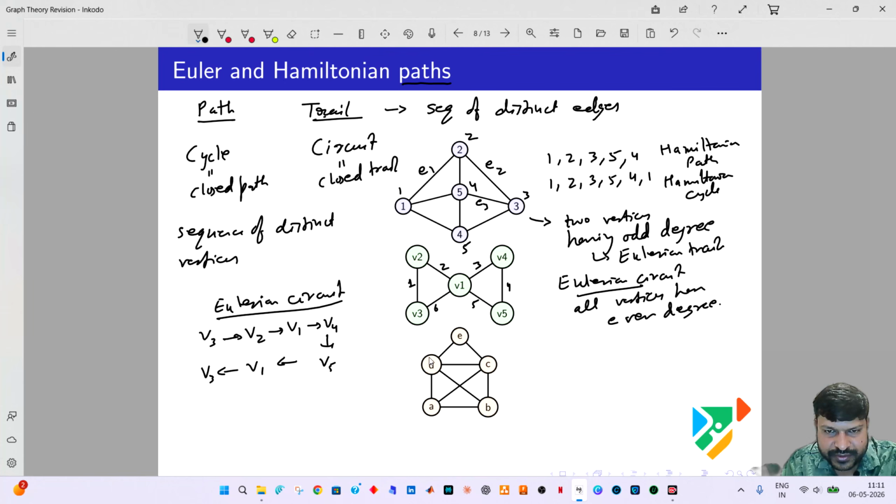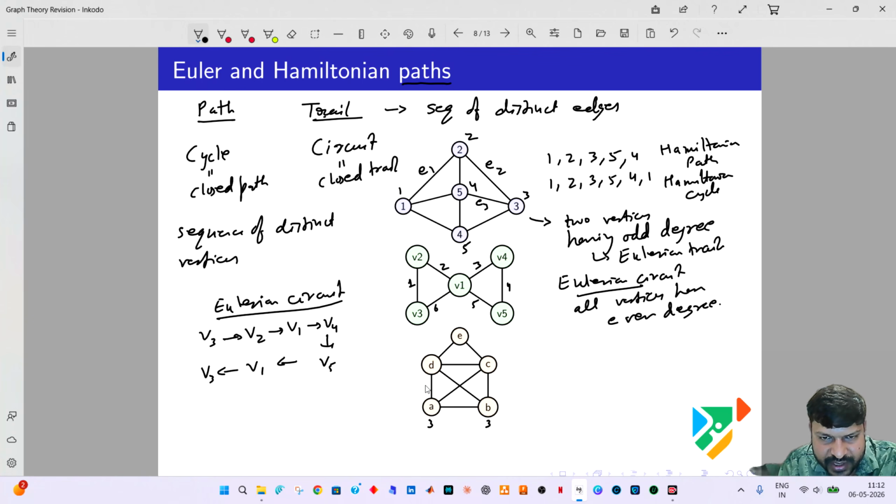Similarly, in the next graph, the third graph, can you find an Eulerian trail or Eulerian circuit? You have vertex A whose degree is 3. You have vertex B whose degree is 3. And all the other vertices have even degree. E has degree 2, D has degree 4, C has degree 4. So it does not have an Eulerian circuit, but it has an Eulerian path. So what you will do, you will start from A and end at B, or you start from B and end at A. Let's begin.